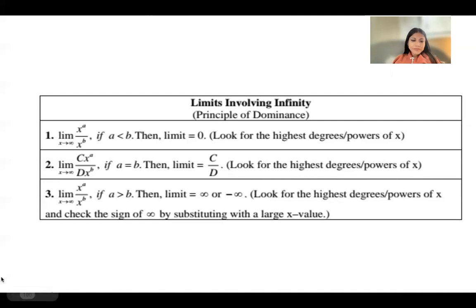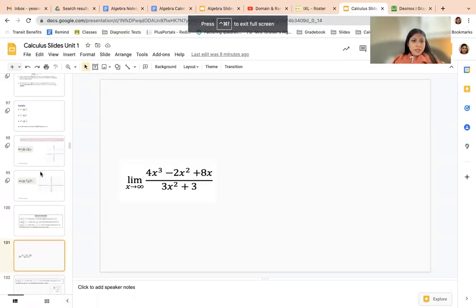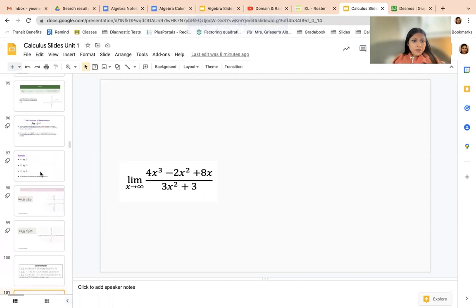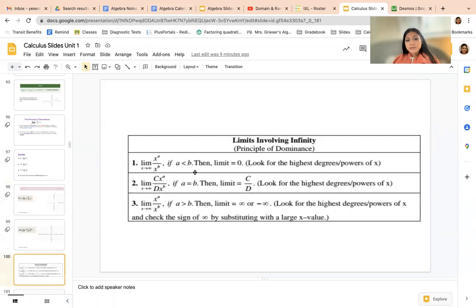Pretty cool. So let me go ahead and escape from my screen and walk us back through our example. In example 4, notice that the largest degree term is in the denominator position. That's the first rule, where the limit would equal 0 because the degree in the denominator position is larger than the degree in the numerator position.